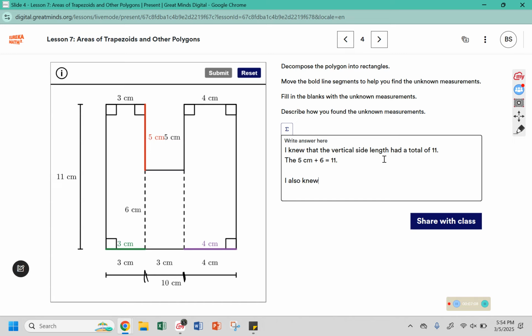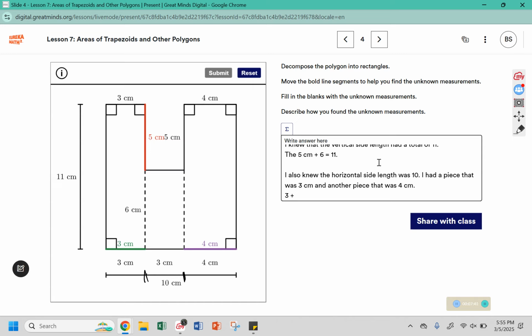I also knew the horizontal, or the one across the bottom, was 10. I had a piece that was 3 centimeters and another piece that was 4 centimeters. 3 plus 4 plus another 3 has to equal 10. So that missing piece in the middle had to be another 3.